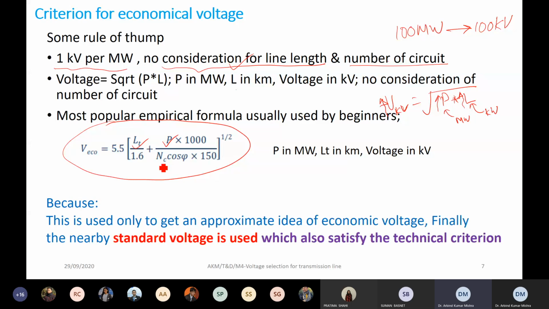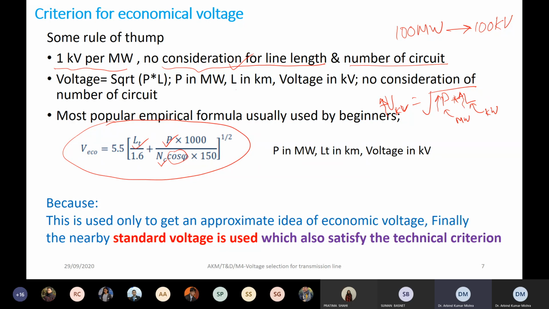Even this method considers the cos phi. Now we had assumed that the cos phi, the power factor for the transmission line, is very high, but they include this in this equation. So if you include it, no problem, since the cos phi itself varies in a very narrow range, its impact on the economical voltage will also be small.